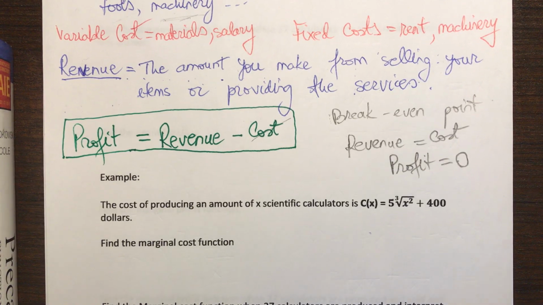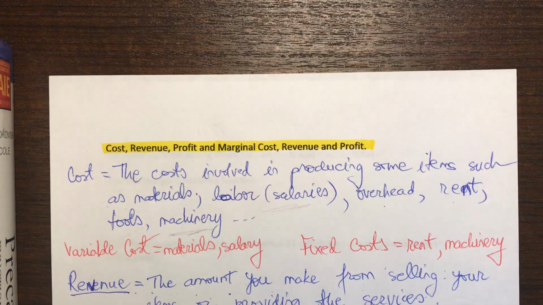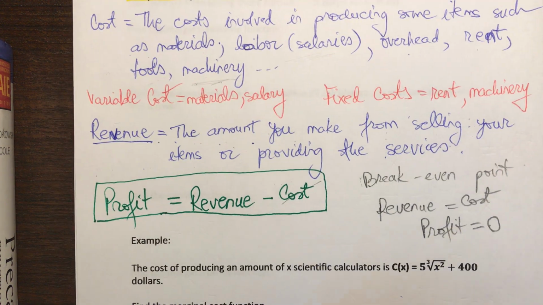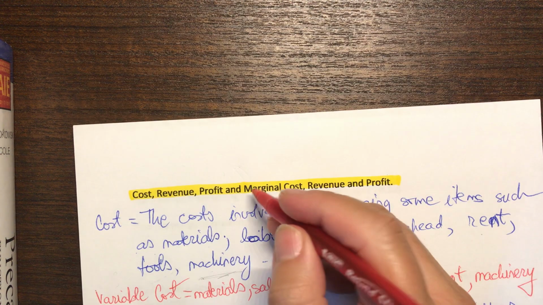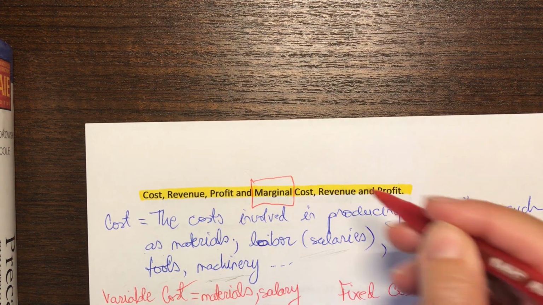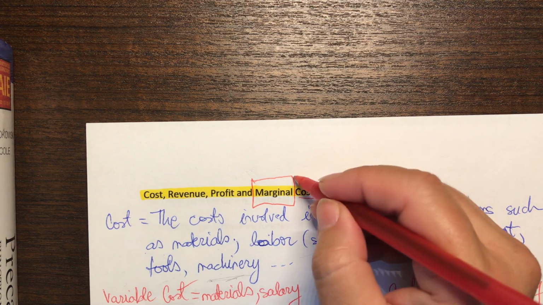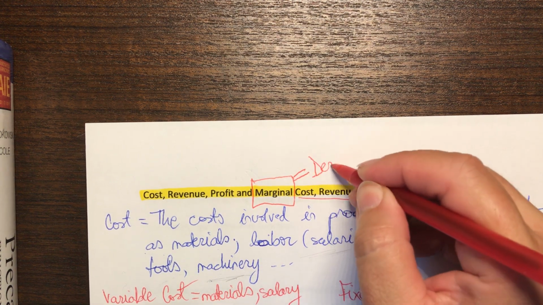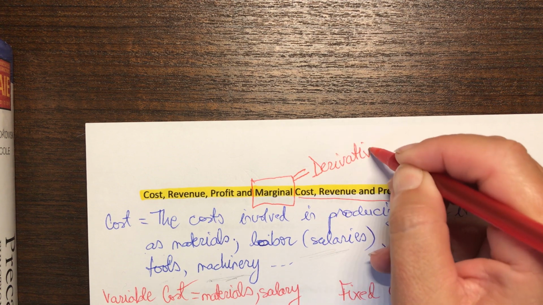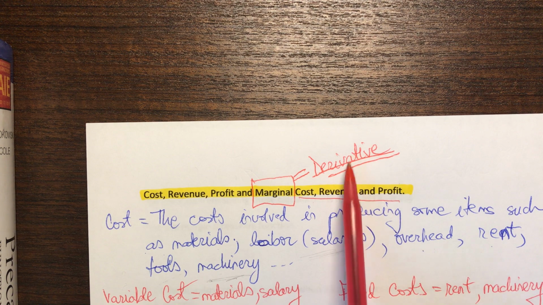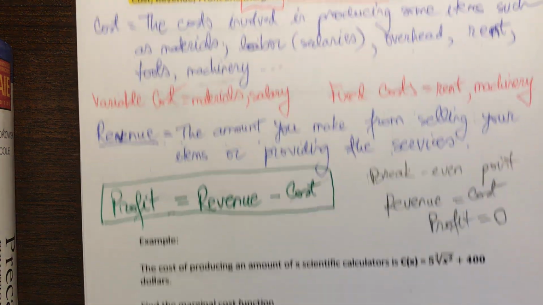All right, so here it is. There's one example. Before we get started, because I already see the word marginal cost, what is marginal cost, revenue, and profit? So we know what cost, revenues, and profits are. Marginal is simply a name for the derivative of cost, revenue, and profit. So when I say find the marginal cost, it means to find the derivative of the cost. Find the marginal revenue means to find the derivative of the revenue, and so on.